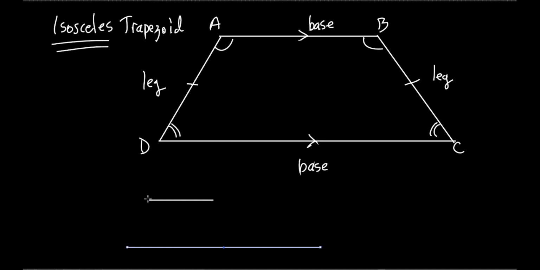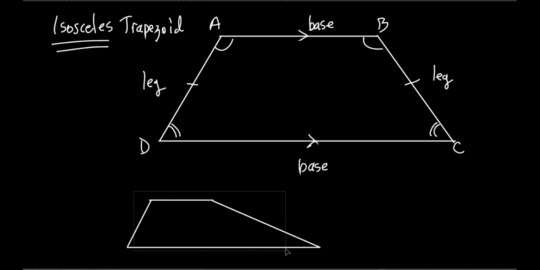Let's do it like this, okay? I'll make it really extreme. That's still a trapezoid, but is that an isosceles trapezoid? No, there's no way that this side and this side are equal to each other. Would you agree? All right, so that's not isosceles.